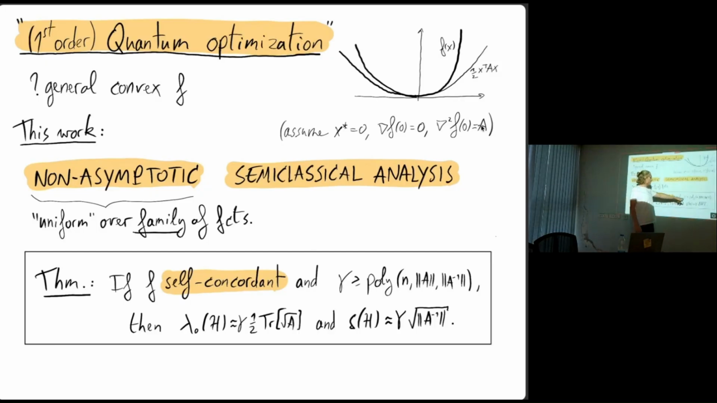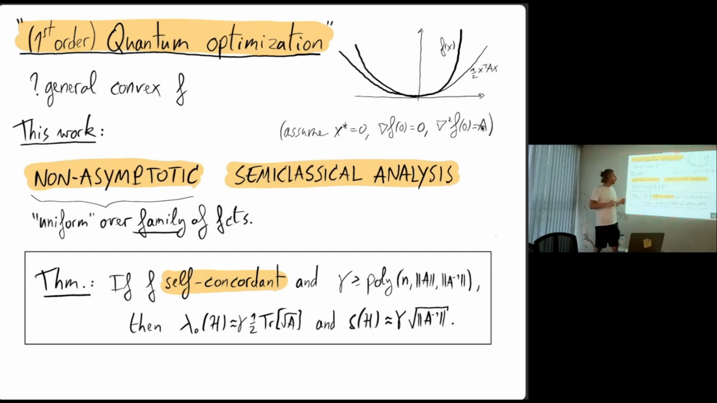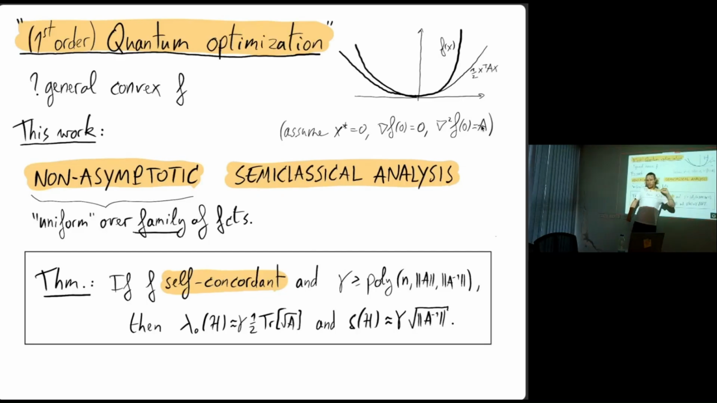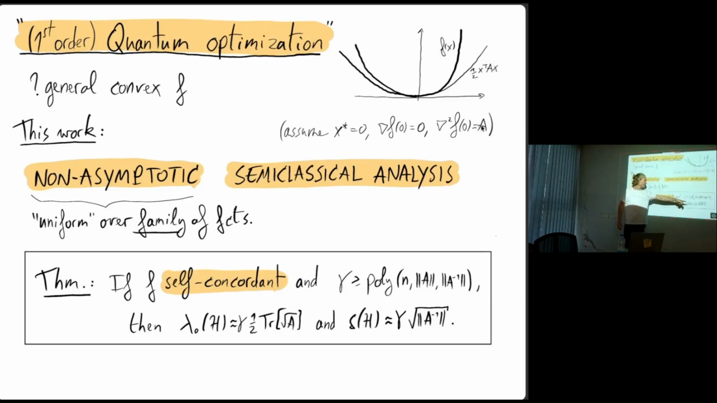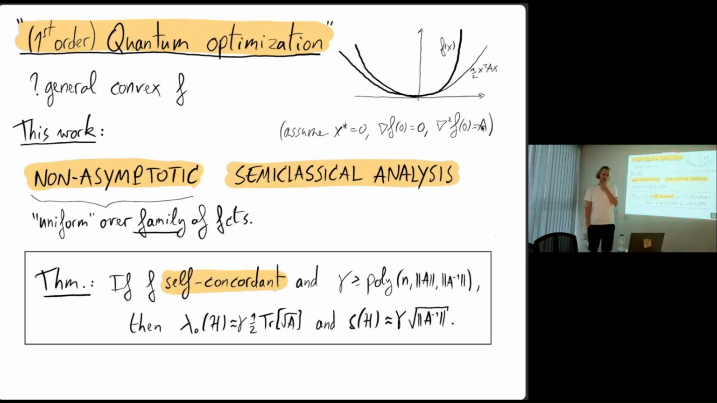And we take gamma. So is it like a uniform lower bound? Like gamma has to be at least some polynomial in n, let's say the condition number of the Hessian. Okay. Then this further restricts the family: any function is self-concordant and has this condition number. Then we can take gamma so big, and then this Schrödinger operator has this ground energy and this spectrum. The next term in the energies is like the gap.